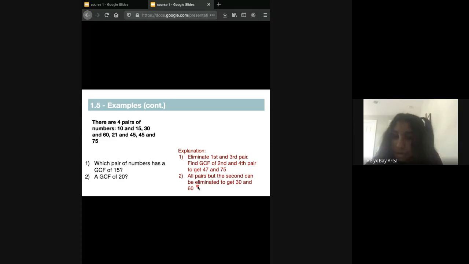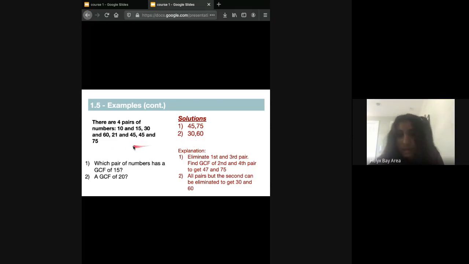For the second one, all pairs but the second can be eliminated to get this pair 30 and 60, because these are the only ones that can be divided by 20. And you know just by looking at it that these all would have a remainder, but this pair wouldn't. So our solution here is this pair 45 and 75. And then for the second one, our solution is this pair 30 and 60.